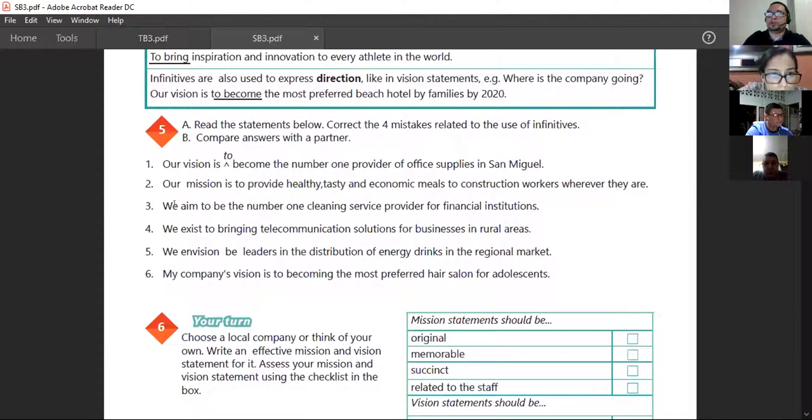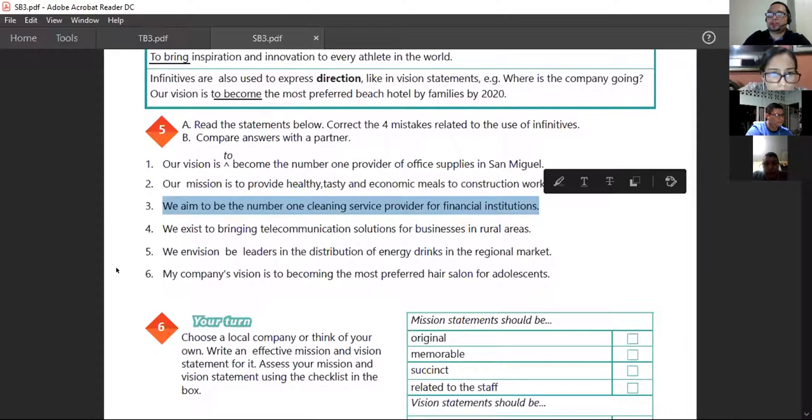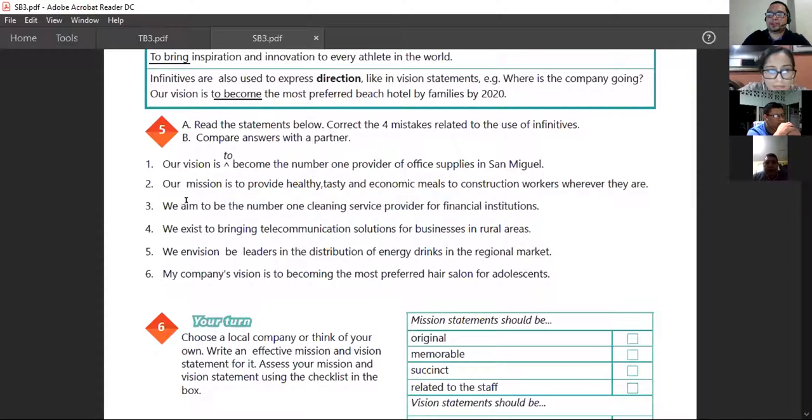Okay, let's move on to number three. We aim to be the number one cleaning service provider for financial institutions. Is it correct or not? Podría ser ahí, we are to be. Pues, no sé qué significa eso, Ian. Aim es como ser puntual, ser específico. We aim to be number one, o sea, como enfocarse. Aquí estamos hablando de una empresa que se dedica a la limpieza. Entonces, ¿está correcto o le falta algo?